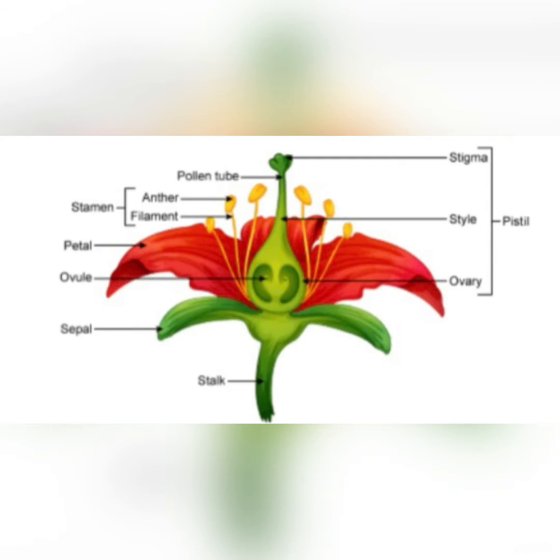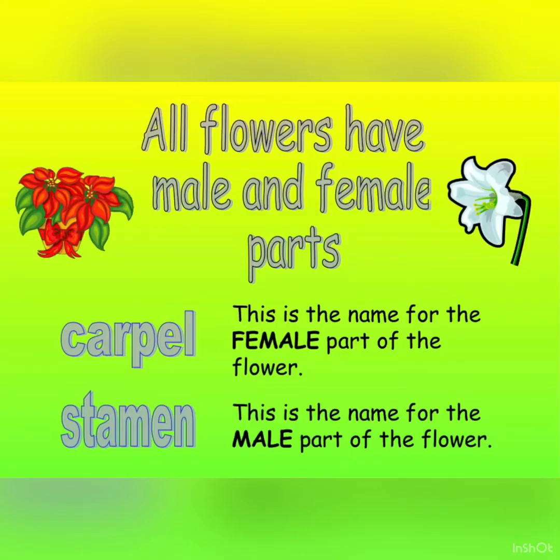The third whorl of the flower consists of stamens. Stamens are the male reproductive structure of a flower. And the fourth or innermost whorl of the flower consists of the carpel or pistil. The carpel is the female reproductive structure of a flower. The stamen is the male reproductive part of a flower.